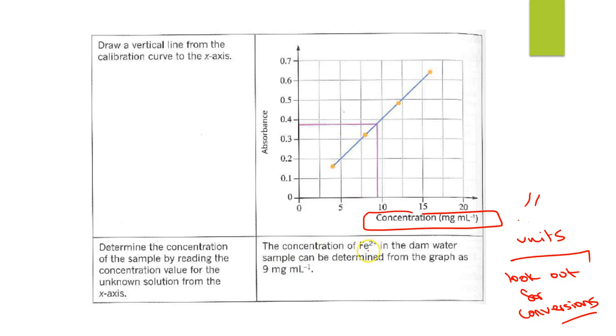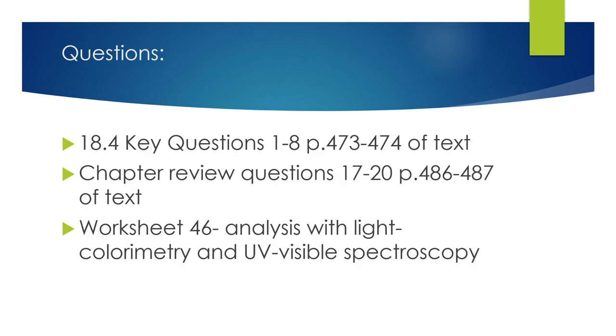So the concentration of Fe2+ from this graph was found to be 9 milligrams per milliliter, making a note of our concentration. And that's all it really is. We're using the same techniques that we used with AAS in order to work out a concentration. Slightly different machine, looking at a different property, but same calibration curve technique.